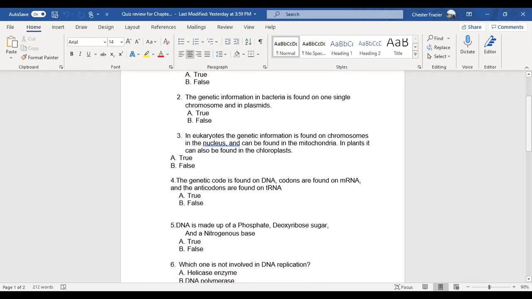Nobody wants to take a shot at that? True. That is true, the definition. The genetic information in bacteria is found on one single circular chromosome and in plasmids. Is that true or false? So the first part of that is, do bacteria have one single chromosome? Is that true? Nobody? Everybody leave? Do I need to unmute people?